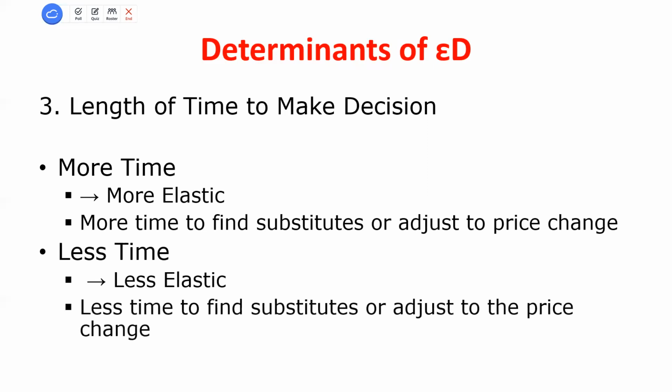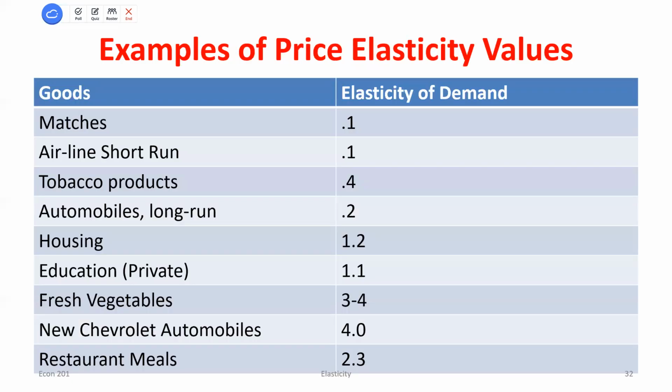And then less time, right? I don't have time to find other substitutes. If I need that bottle of water right now, I can't go drive a mile down the road to the next store to find it, right? So I'm just going to pay whatever the price is. I'll be very inelastic. So these are kind of our ranges.